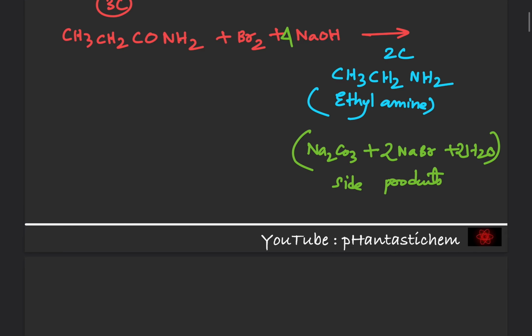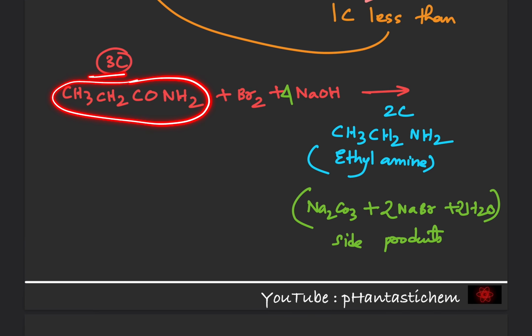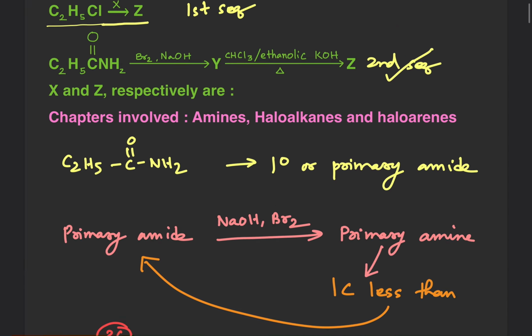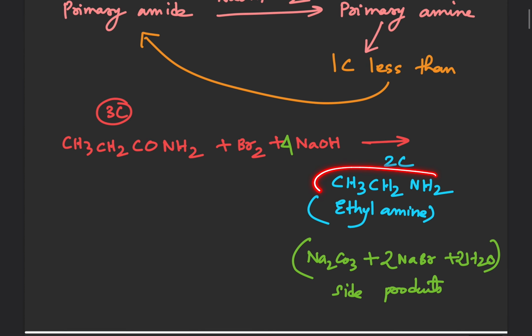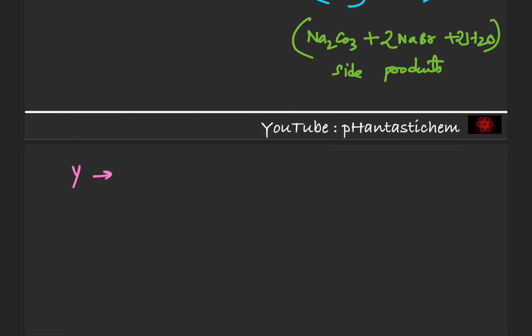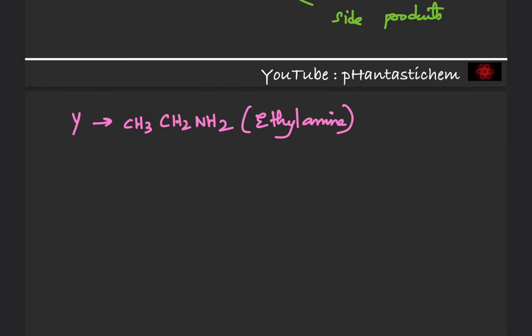Okay, and you can see the starting propionamide has 3 carbons, but the product, that is the primary amine that you are getting, has 1 carbon atom less. It has 2 carbons. Okay, so this is the famous Hoffmann bromamide degradation reaction. Okay, so therefore Y, that is this guy, is CH3 CH2 NH2, which is ethylamine, which is obviously a primary amine.